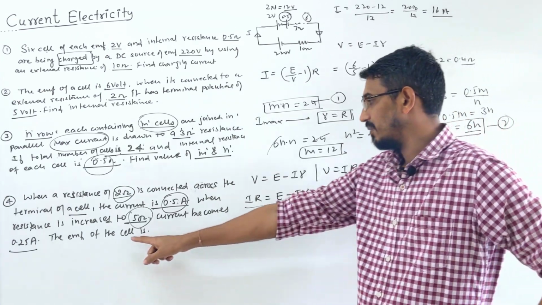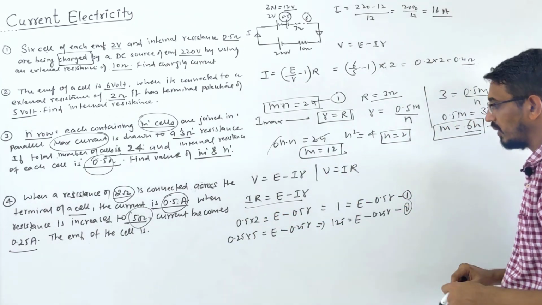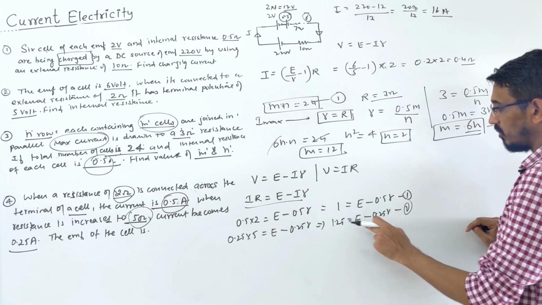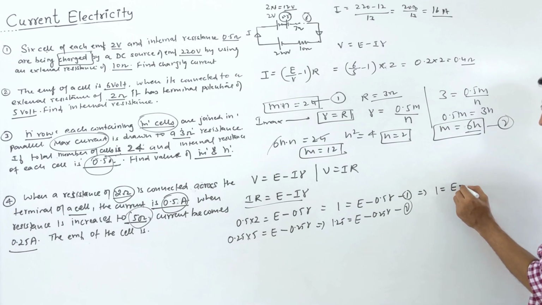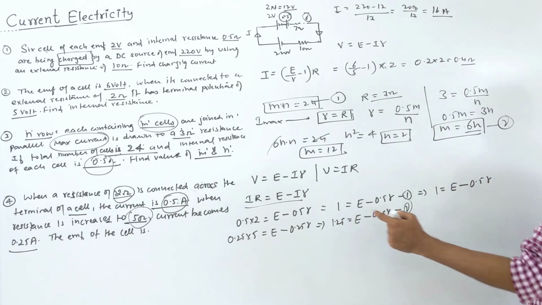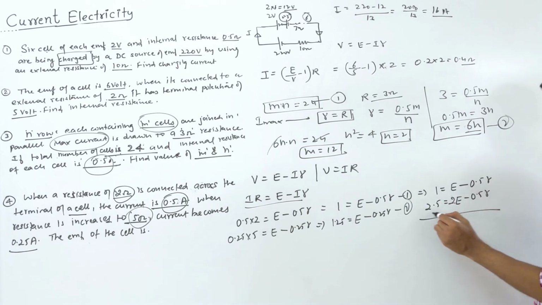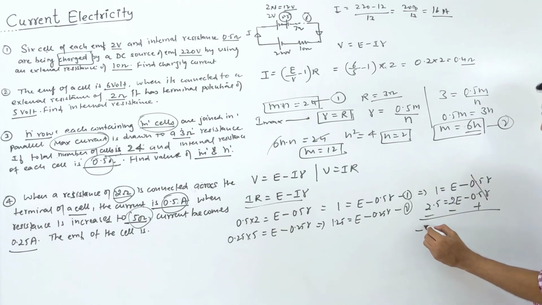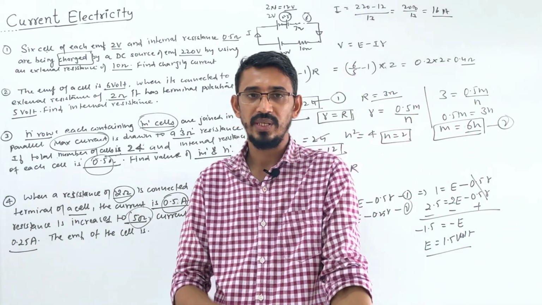They are asking us to find the EMF, so you have to cancel the internal resistance. If they ask the internal resistance, you can also answer, no problem. So to cancel r, we multiply equation 2 by 2 and take equation 1 the same, 1 is equal to E minus 0.5 r. That becomes 2.5 is equal to 2E minus 0.5 r. Subtracting, minus 1.5 is equal to minus E, or E is equal to 1.5 volt. That's your answer. Same way you can calculate the internal resistance also, okay?